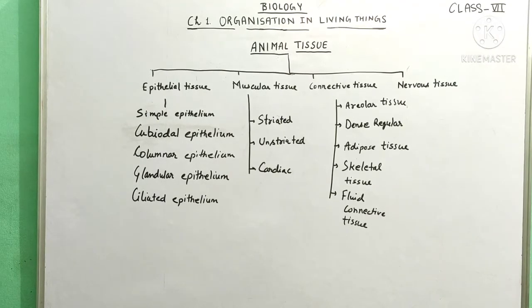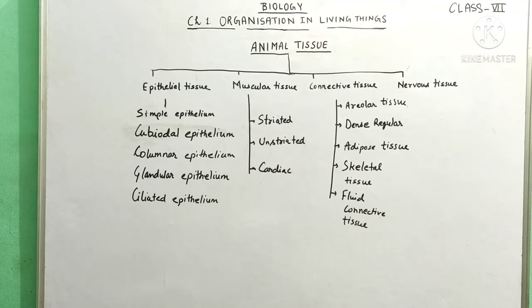We will study the animal tissue and will try to classify the animal tissue, how they are present in the human body. The animal tissue is of four types broadly. Number 1 is epithelial tissue, number 2 is muscular tissue, 3 is connective tissue, and the last one is nervous tissue. Epithelial tissue is broadly divided into 5 categories. Number 1 is simple epithelium, cuboidal epithelium, columnar epithelium, glandular epithelium, and the ciliated epithelium.